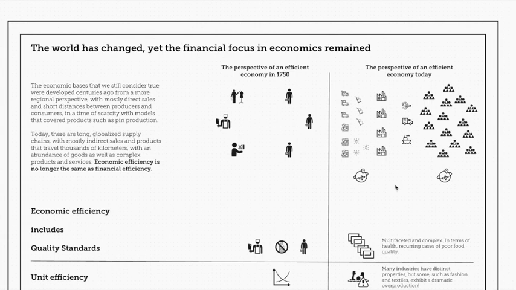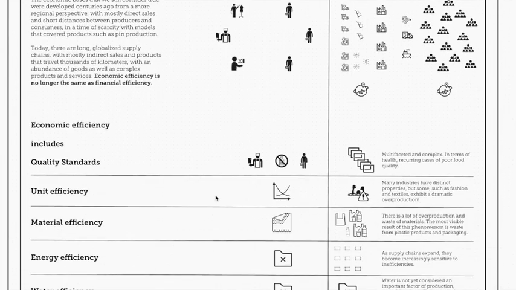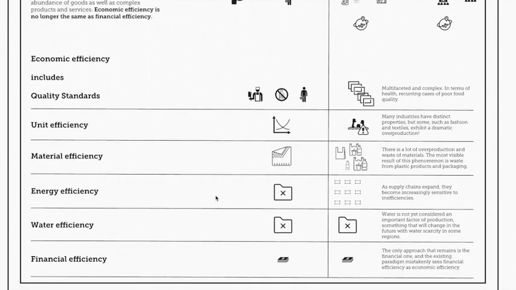And it doesn't even have to be a gigantically diverse or a gigantically complex product. Even things like jeans or the manufacturing of jeans need to travel thousands and thousands of kilometers. So having said that, it's relatively easy to understand the difference and to see that economic efficiency and financial efficiency today are not the same.